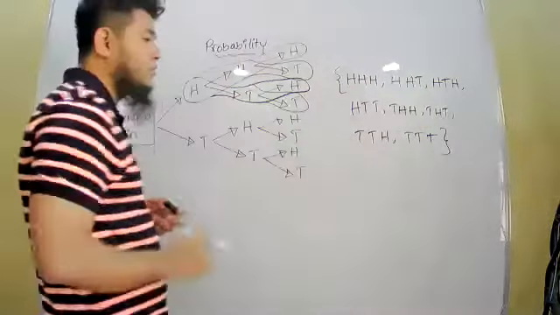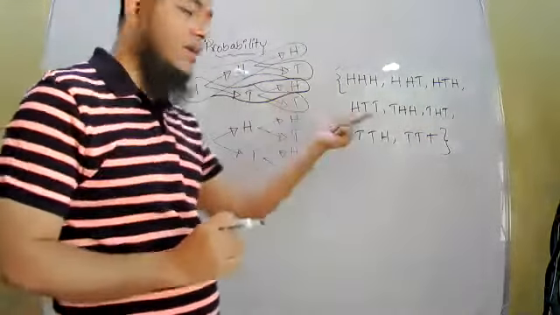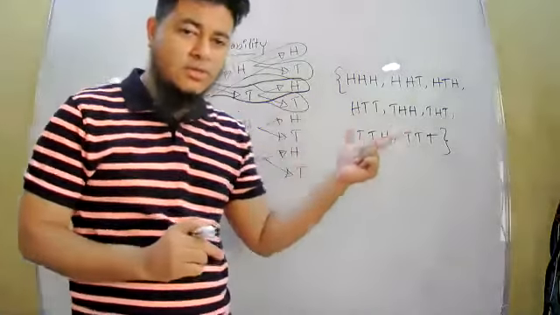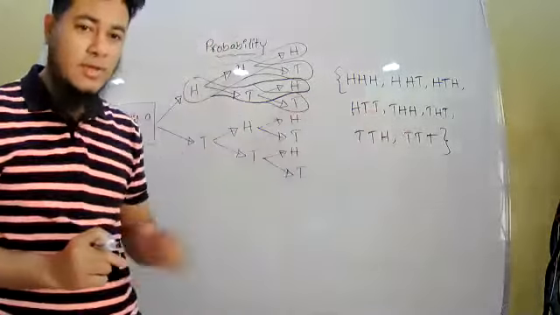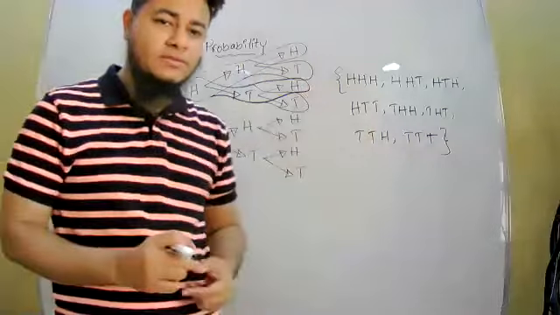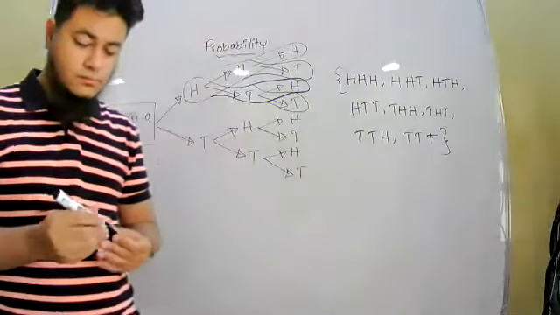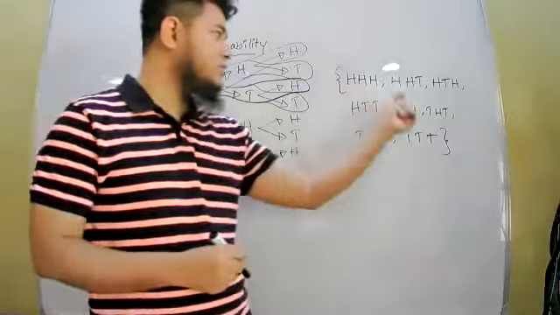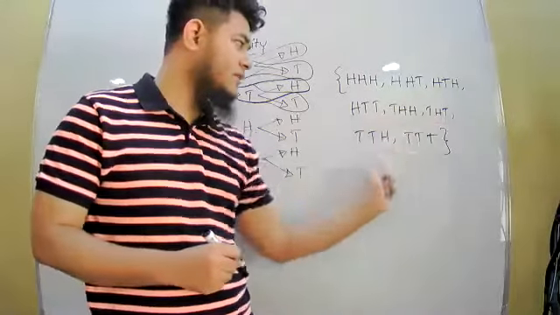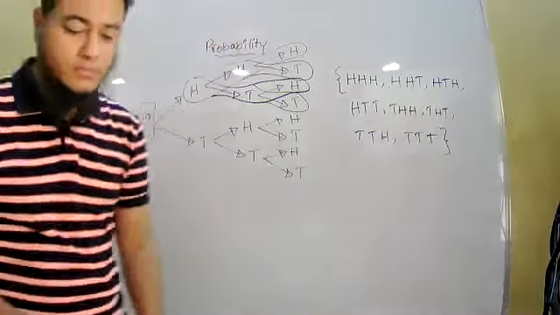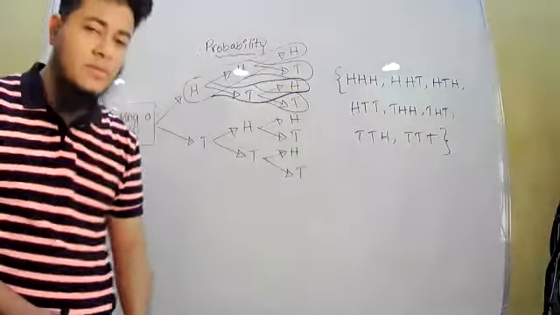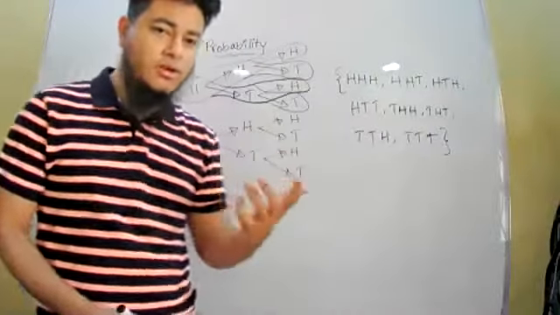So these are all the possible outcomes. And if I form a set with all the possible outcomes, then I will get the sample space. How many sample points are there? 8. Very good. 1, 2, 3, 4, 5, 6, 7, 8. 8 outcomes are there. Now from here, they might ask you to find the probability of something.